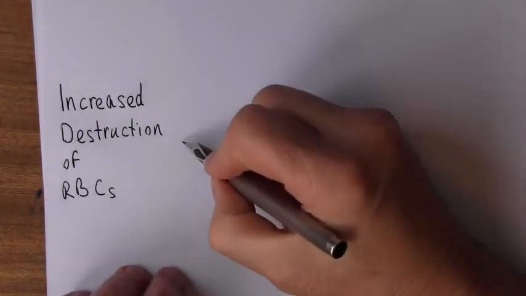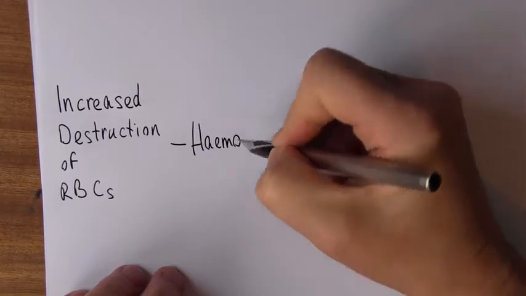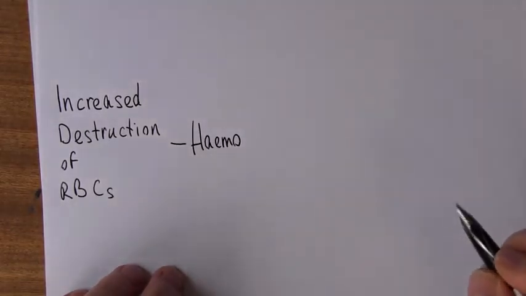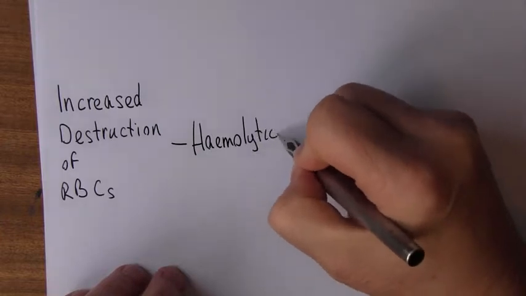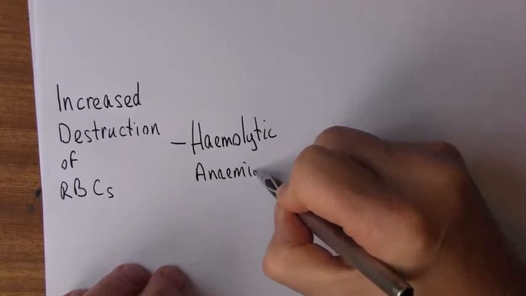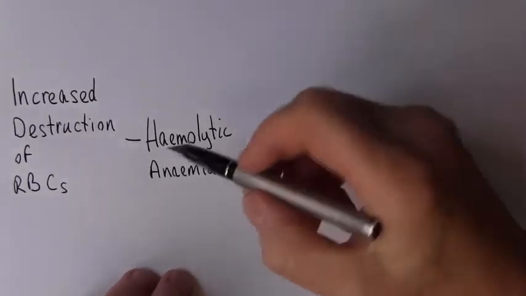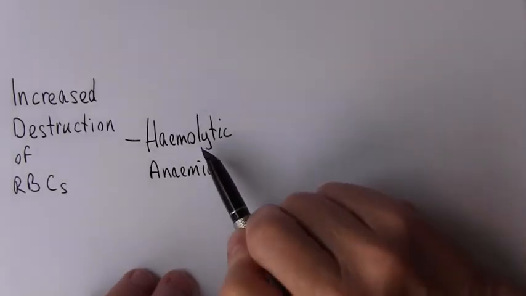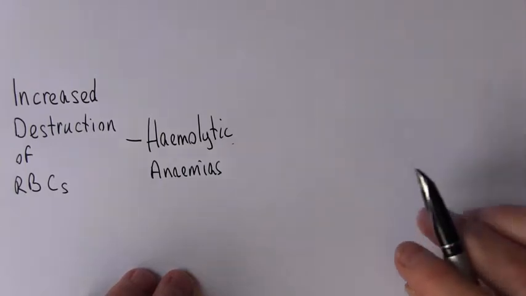Now, when you break up red cells, that's called hemolysis. So these conditions are called haemolytic anemias. So hemo is blood, lytic or lysis means to break up. The red cells are being broken up.